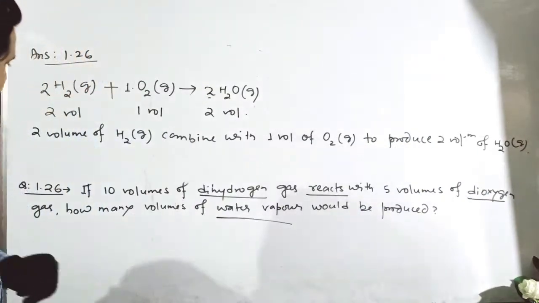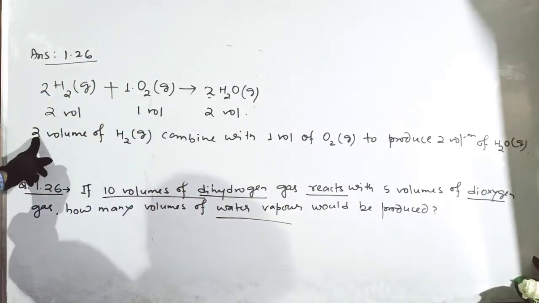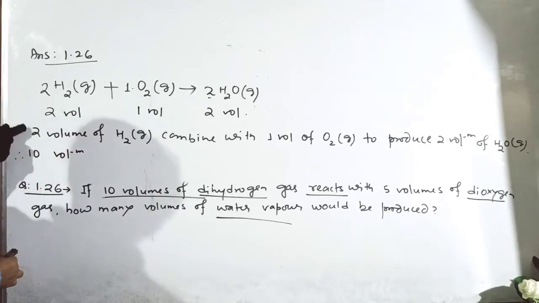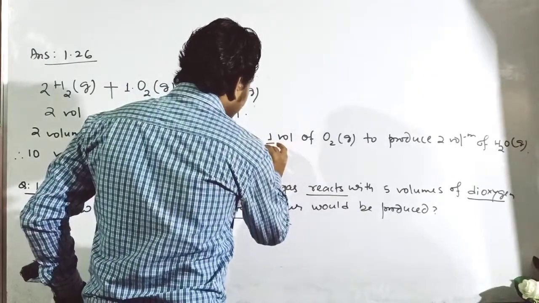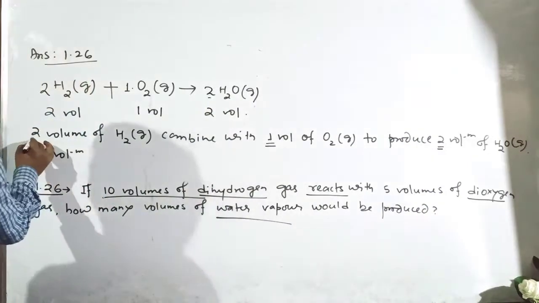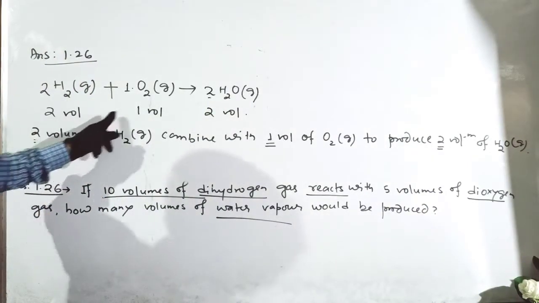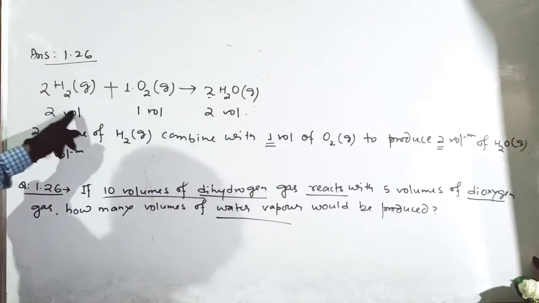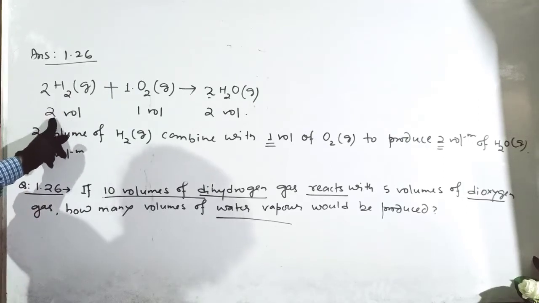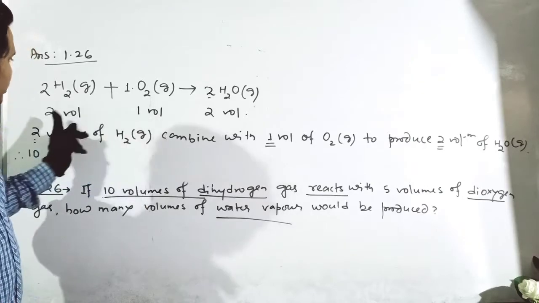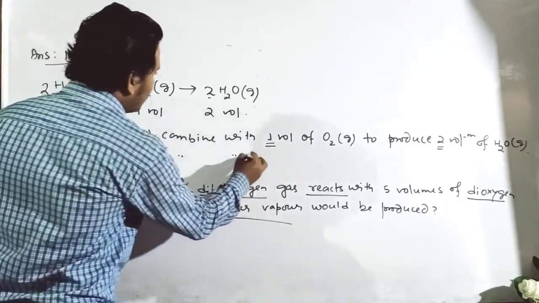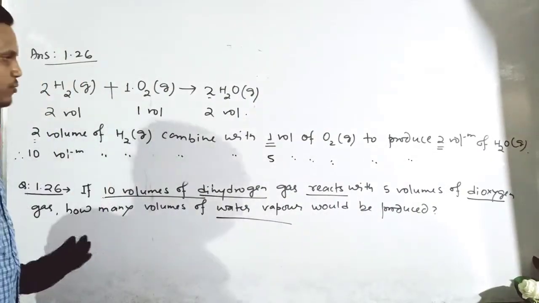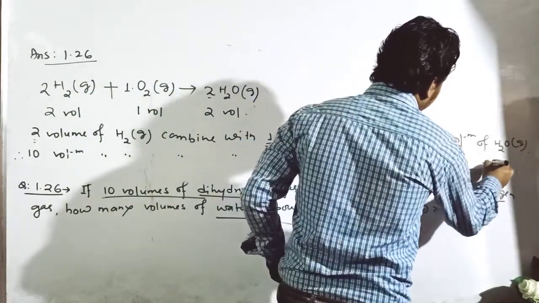In the question, we take 10 volume of dihydrogen. So we are multiplying by 5, and in each number we have to multiply by 5, because we can't multiply in only one number. If 2 volume of dihydrogen combined with 1 volume of dioxygen to produce 2 volume of water, then 10 volume of dihydrogen combined with 5 volume of dioxygen. So 2 combined with 1, 10 combined with 5, multiplied by 5, and 2 fives are 10 volume of water.